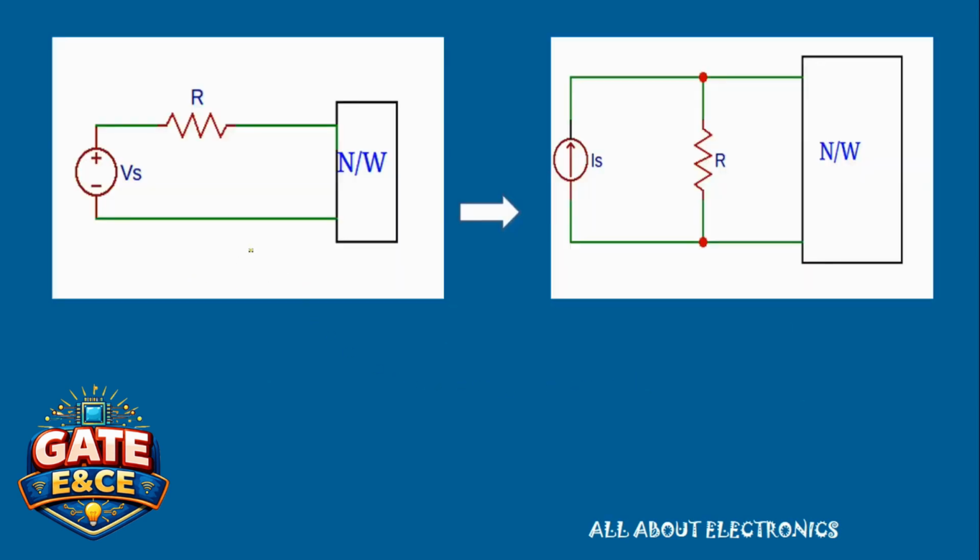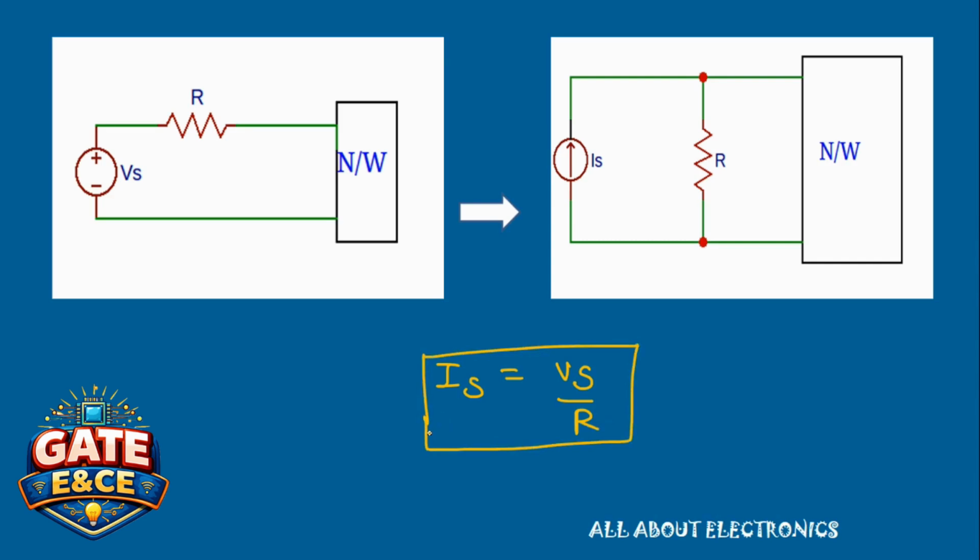So if we have a voltage source Vs with a series resistor R in any network, that can be transformed into the current source Is with the same resistance R in parallel with this current source. And the value of this current source will be nothing but Vs upon R.